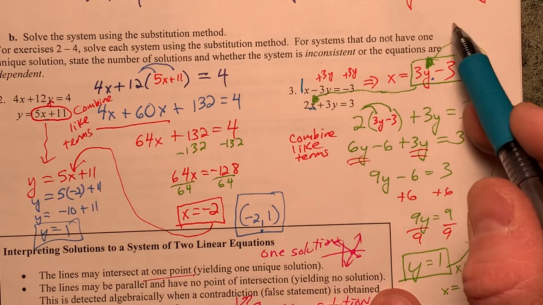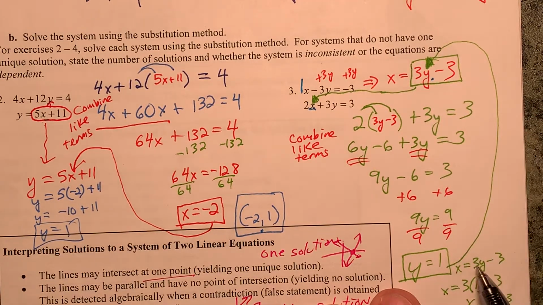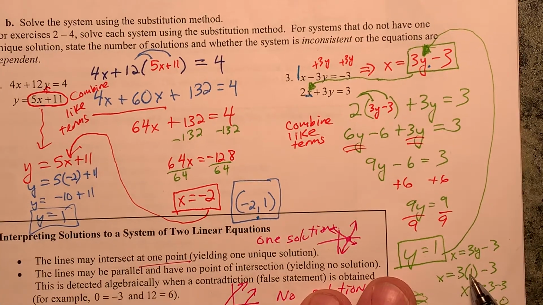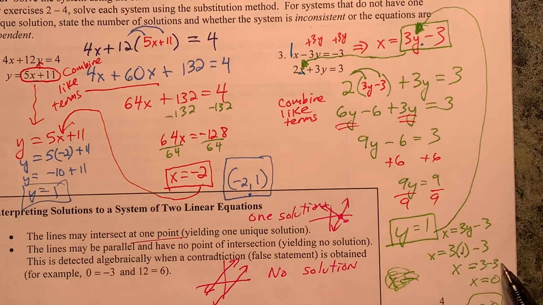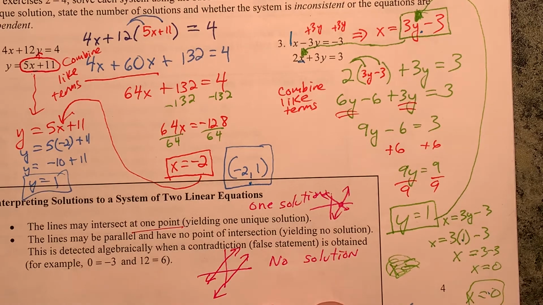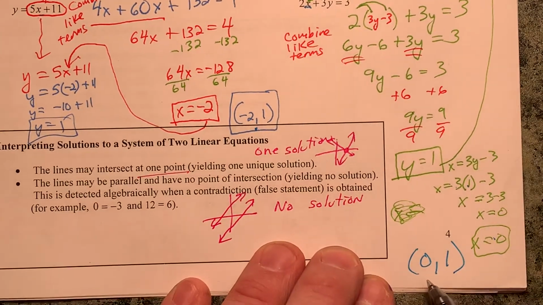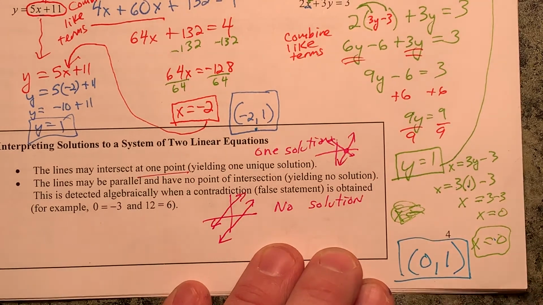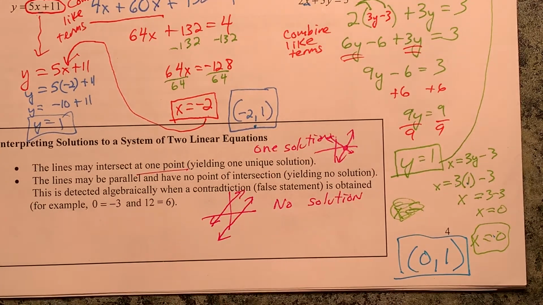And circle back and put that right back into the top. We get 3 times 1 minus 3, which is 0. So 0, comma 1 is the solution for this equation. All right.